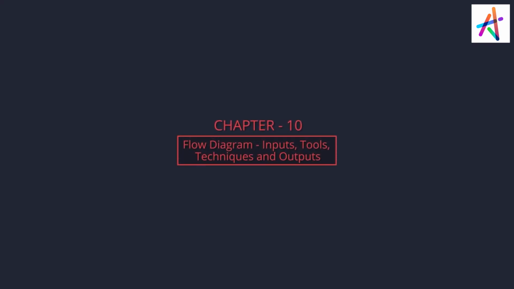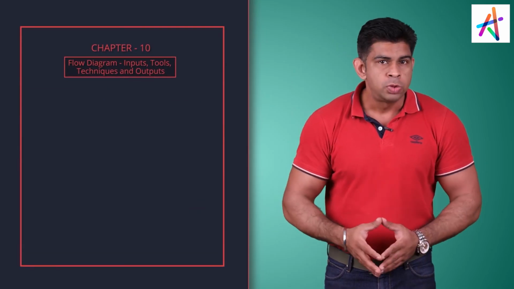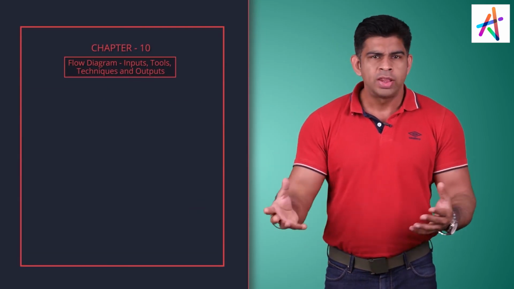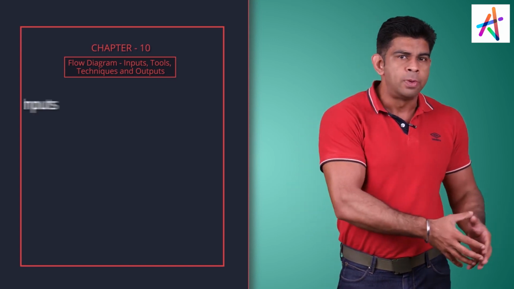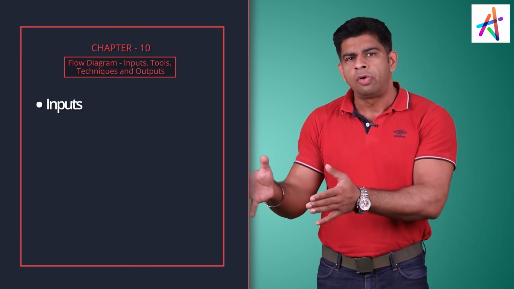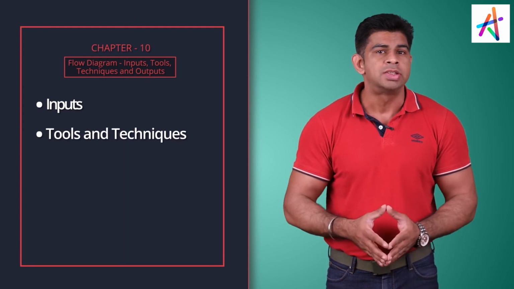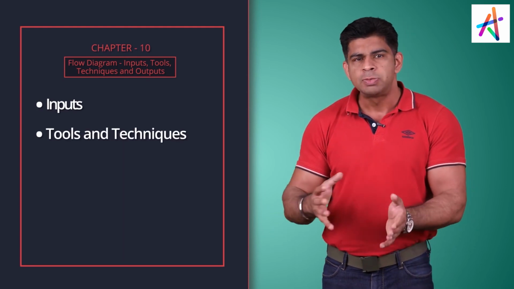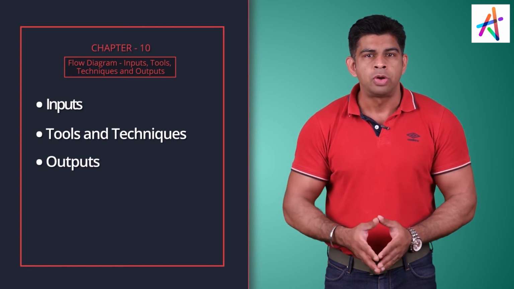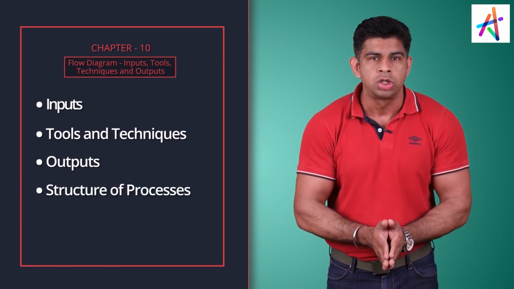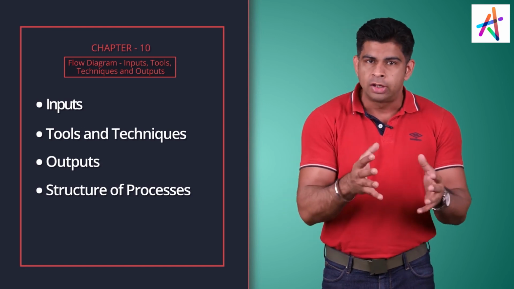Welcome back, everyone. Now in this video, we will speak about inputs, tools and techniques, and output at a high level. What are these for? At a high level, we have spoken about some of the common inputs. I'm going to give you a couple of common tools and techniques as well. And then we'll speak about what is the use of them. And then we will also speak about how all the processes are structured within each process group in a table.